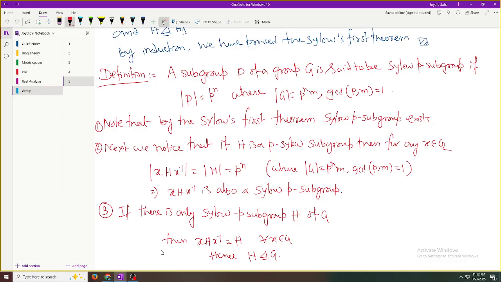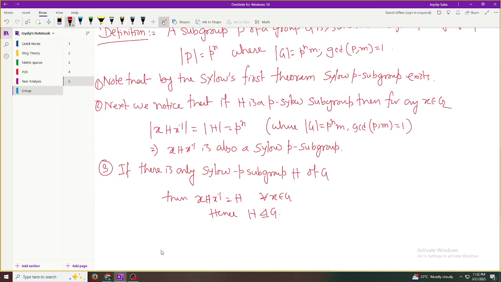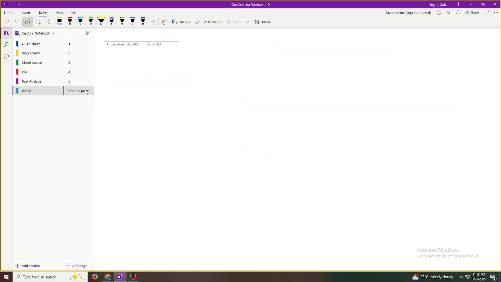Now what about the converse? If a Sylow p-subgroup is normal, then what can you say? Normal means all conjugate subgroups equal H. But if H is a normal Sylow p-subgroup, is it unique? That means only one Sylow p-subgroup. Yes, the answer is yes. How to show? So I am showing this.